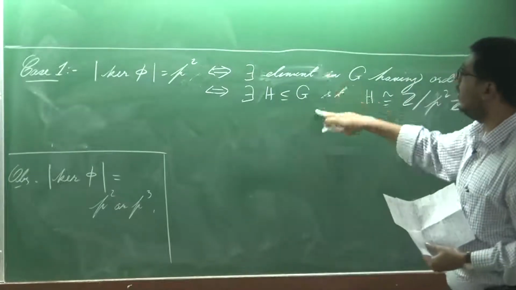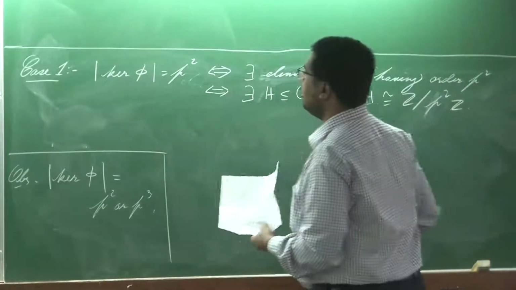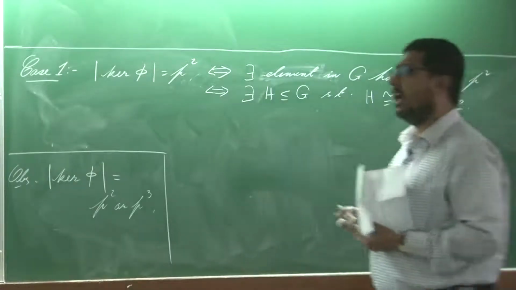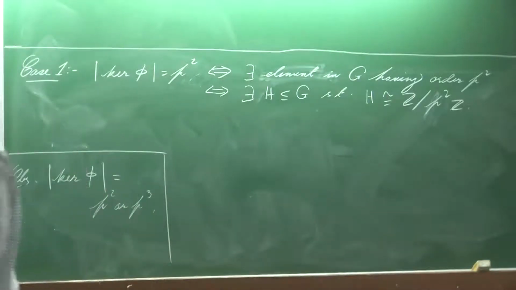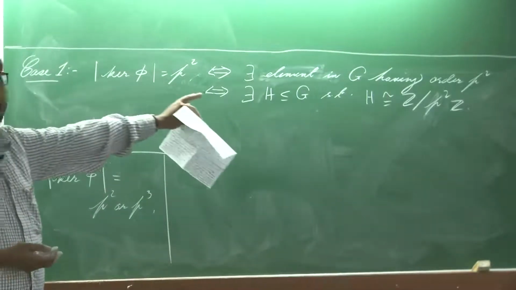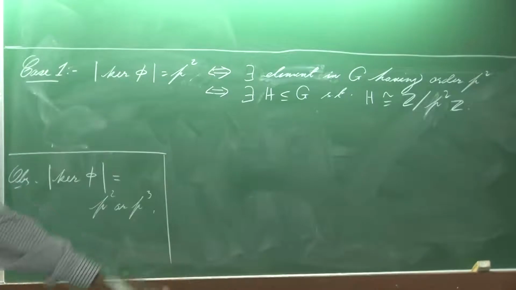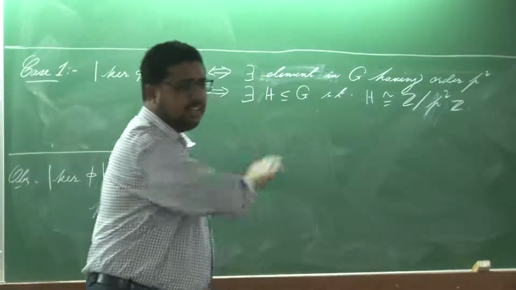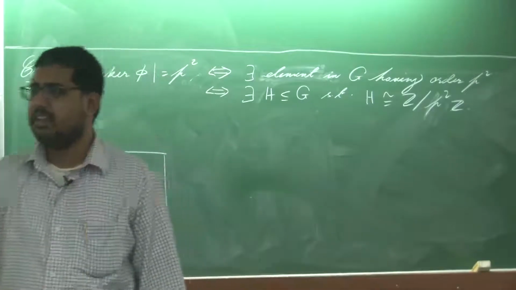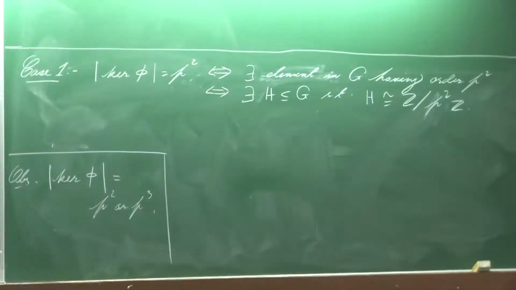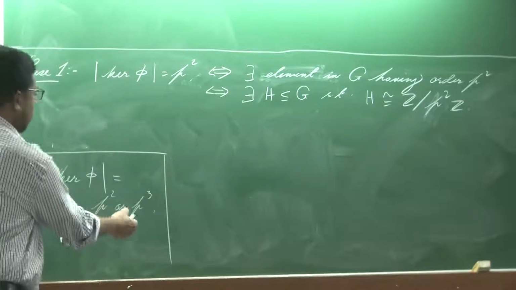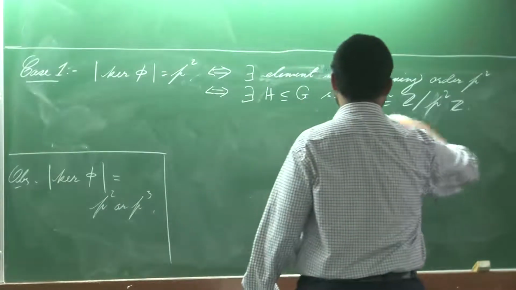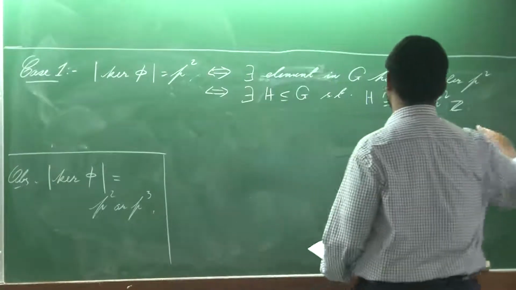So the equivalence of these is obvious. If there is no element of order p square, then every non-identity element will have order p, right? Because there cannot be any non-identity element of order p cube. The group is assumed to be non-abelian. So if every non-identity element has order p, then every non-identity element goes into kernel phi. So the kernel phi will be the whole of G. That corresponds to the other case. Okay. So in this situation we have a subgroup of this form.